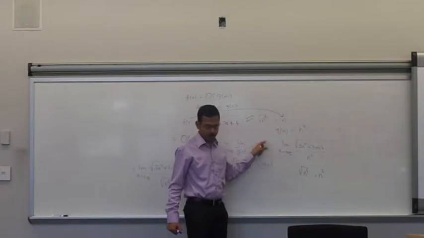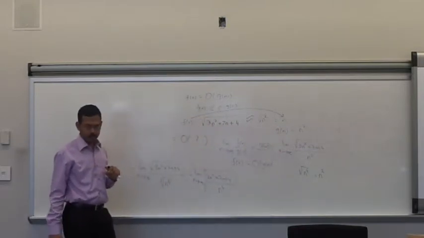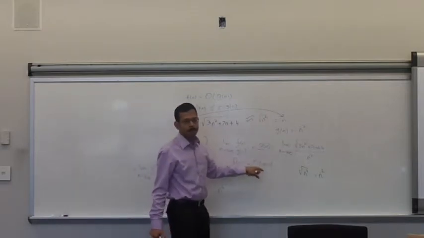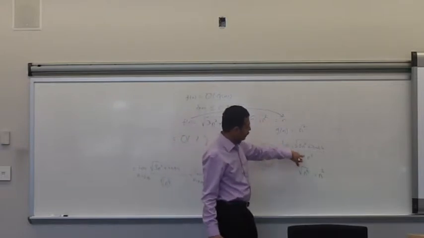f of n over g of n has to be equal to infinity. So that's what we're going to verify, whether this is true. If this is equal to infinity, then this is true. So what we are doing: limit n tends to infinity, this is our f of n, this is g of n.